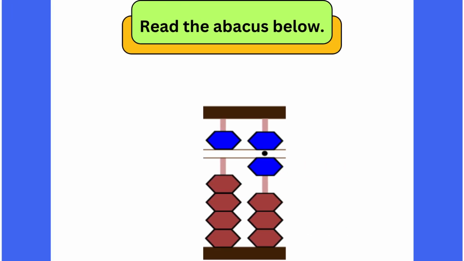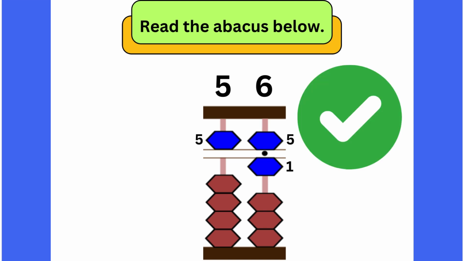Read the abacus below. The upper bead in the tens column is attached to the bar and the upper bead and 1 lower bead in the ones column are attached to the bar. So, the abacus represents the number 56.